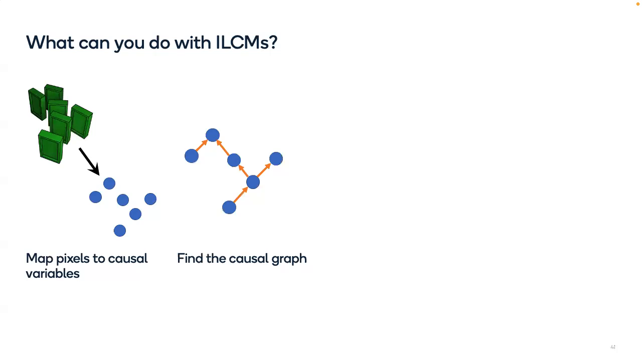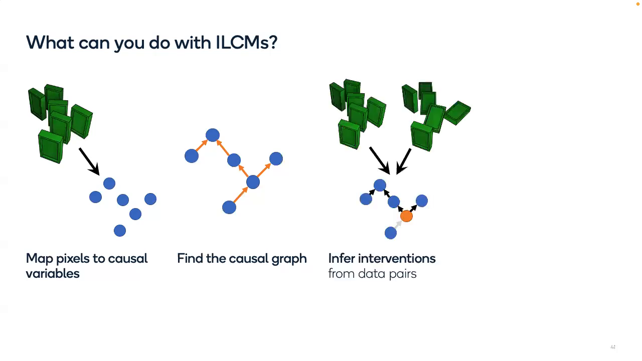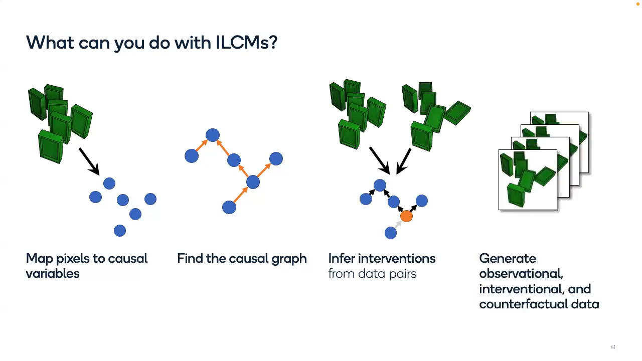You can also use this as a model that detects what happened in the before-after image, so you can infer the actions or interventions between two images. And finally, it's a generative model like any VAE, so you can generate observational or interventional data. You can use it to reason causally, as I'll show you in a second.